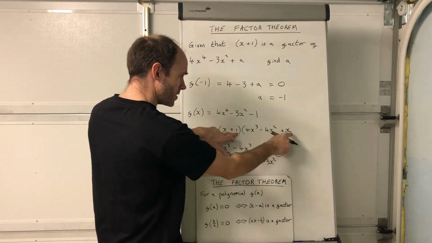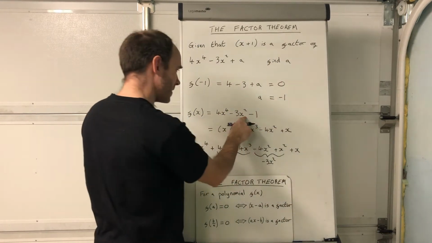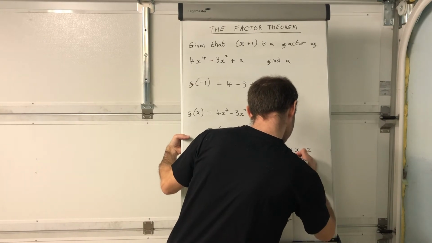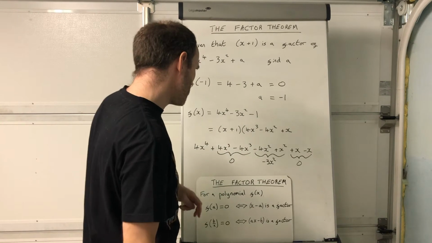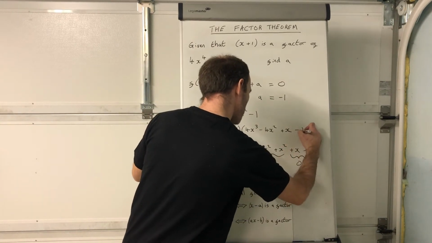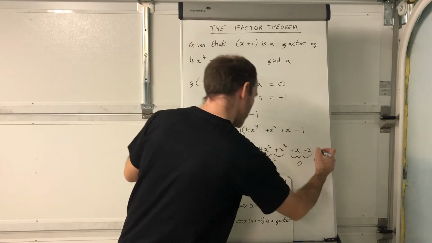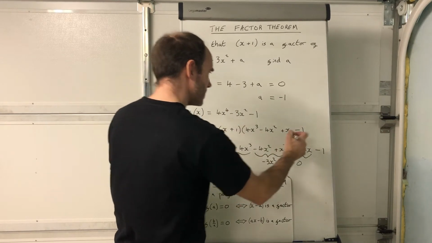Continue through, 1 times x is x, and looking at the x terms, I don't have any x terms, so I'm going to have to find a way of subtracting x again so that they will combine to get 0. How am I going to do that? If I want to subtract x, I want to have a subtract 1 there, because then that will give me subtract x. Following it through, 1 times negative 1 is negative 1, and yes, that's what I've got. And that's it.